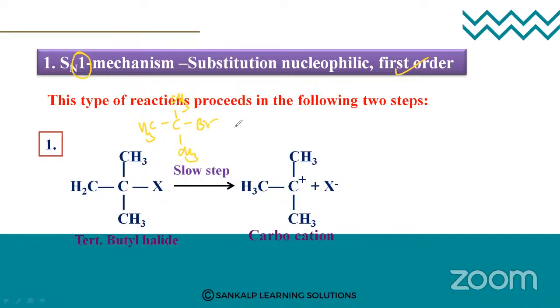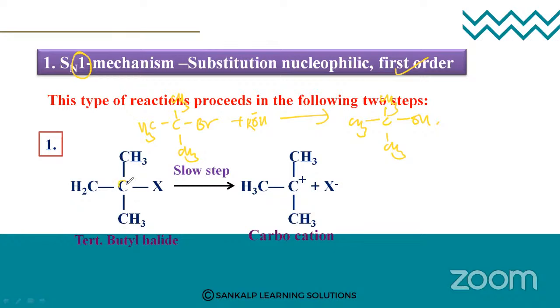CH3Br plus KOH giving you CH3OH. Okay, so we are going to convert tertiary butyl halide into tertiary butyl alcohol. So the first reaction is a slow step reaction.